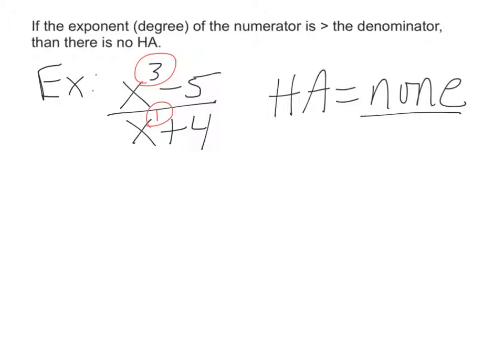Sometimes you'll hear people say it's top heavy, meaning the numerator degree is larger than the denominator degree, then it's top heavy, and the horizontal asymptote would be none.